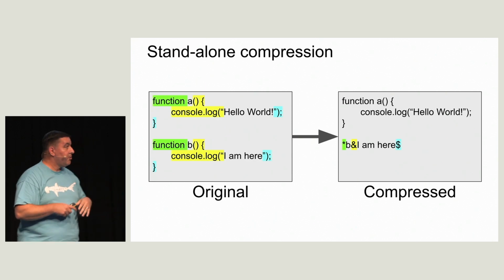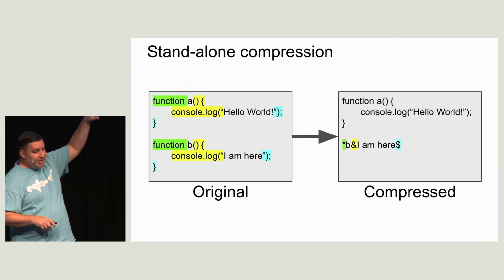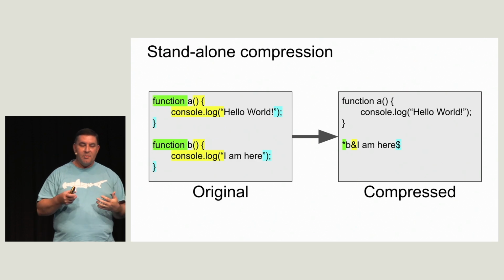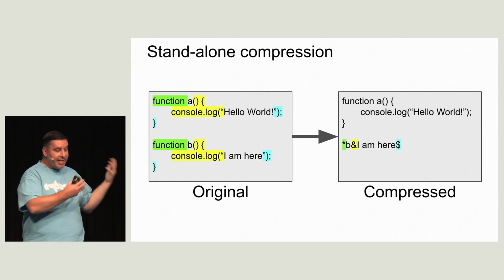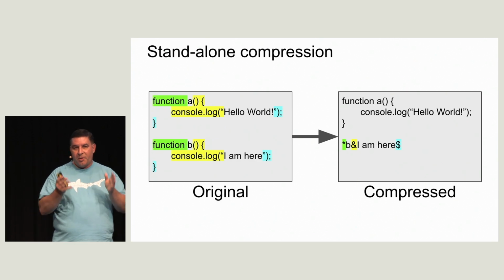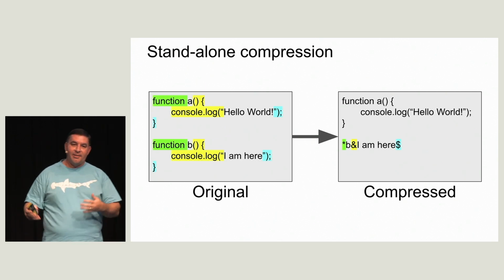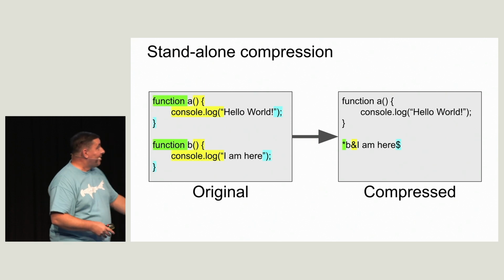And so the first time it sees function and the contents of the function and console log, it hasn't seen all of that before and it needs to spit it out. But the second time it sees all of that common stuff, it can replace it with something much shorter, and you end up with a much smaller compressed file that, when it goes through the decompression, gets reinflated to what it was originally.